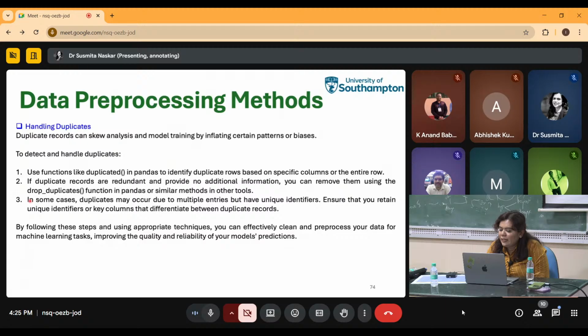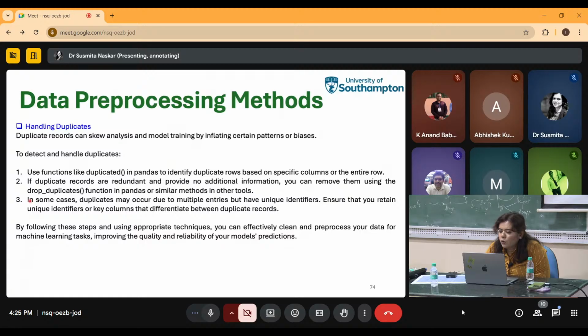And how do we generally do that? First we identify the duplicates. That means we use functions to identify duplicate rows based on specific columns or across the entire data set, and then we remove them. So remove the redundant records. If duplicates add no additional information, you can remove them with methods like, there are a lot of methods we can use, similar functions or tools. And then there can be some special cases, like sometimes duplicates arise because of multiple entities, where you still have some unique identifiers or subtle differences.